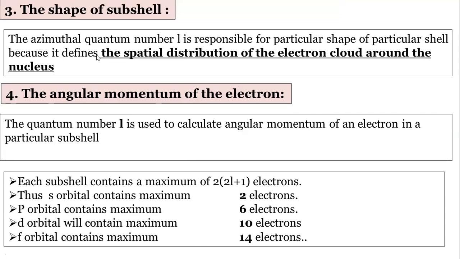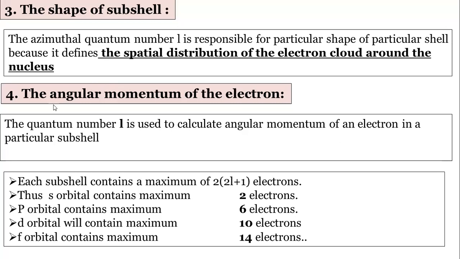Then it also indicates the shape of the subshell. It also indicates the azimuthal quantum number, and it indicates the shape of the subshell. It means orientation. Actually it shows the orientation, the spatial distribution of the electron cloud around the nucleus. Later on we will understand.